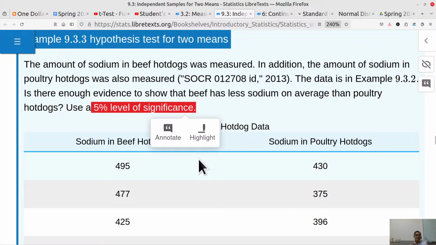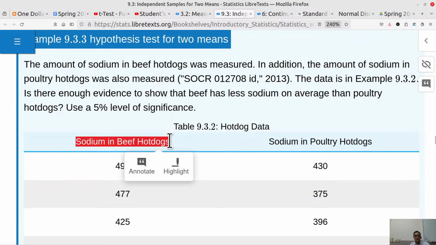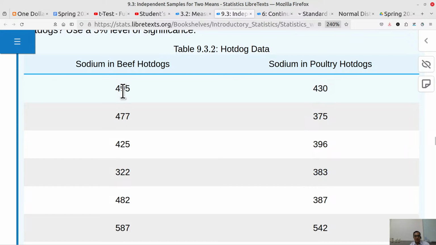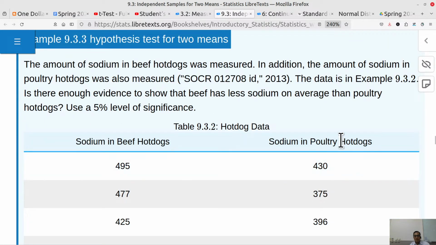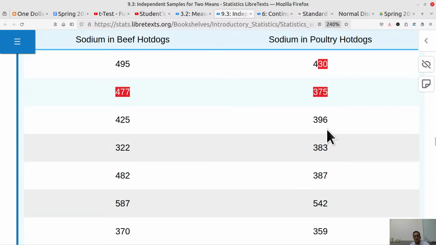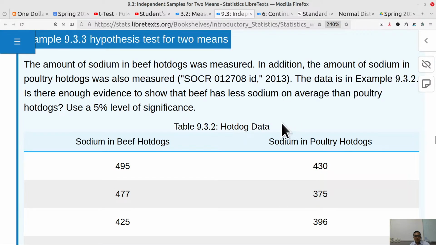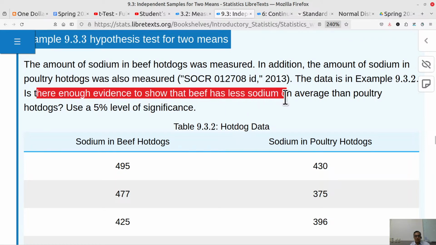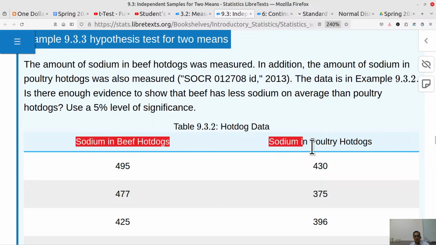Again, I think this kind of food example is friendly for us. In the first column, sodium in beef hot dogs, the average sodium is like this. And the hot dogs made of poultry, like chicken, like duck, you can see the sodium level is like this. And the question asks us, is there enough evidence to show the beef has less sodium on average than poultry hot dogs? Okay, again, let me try. Copy this link, copy this.